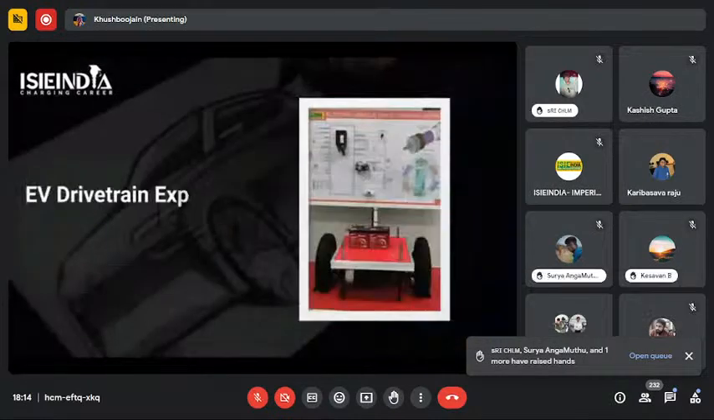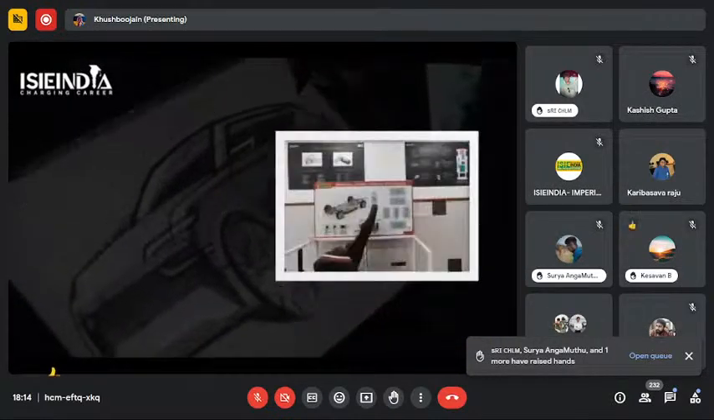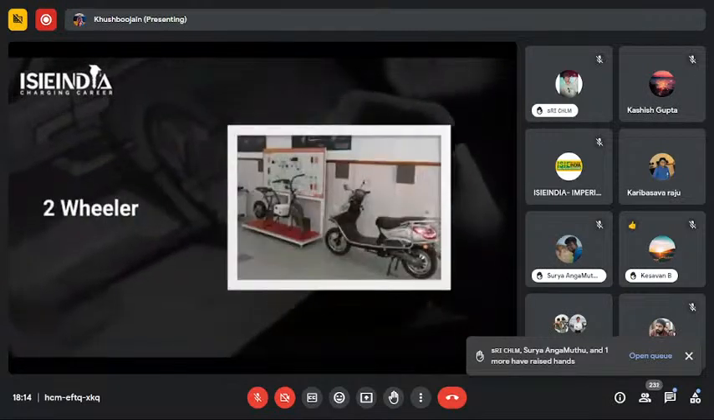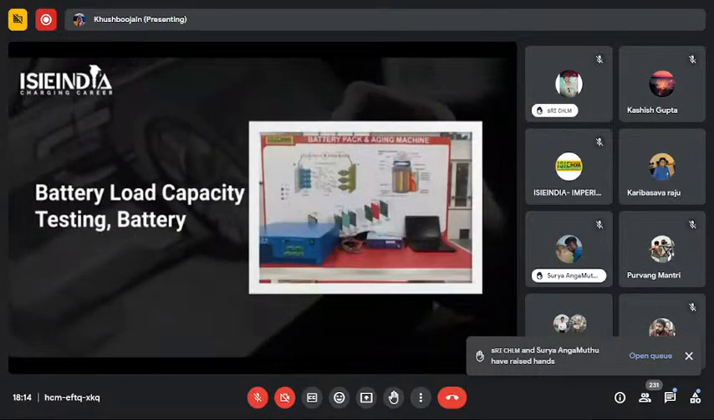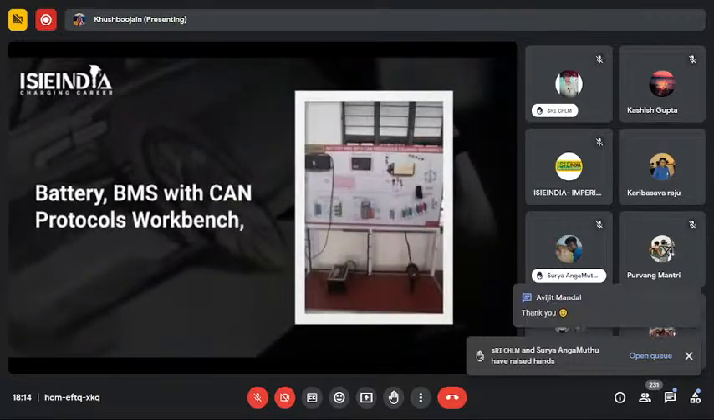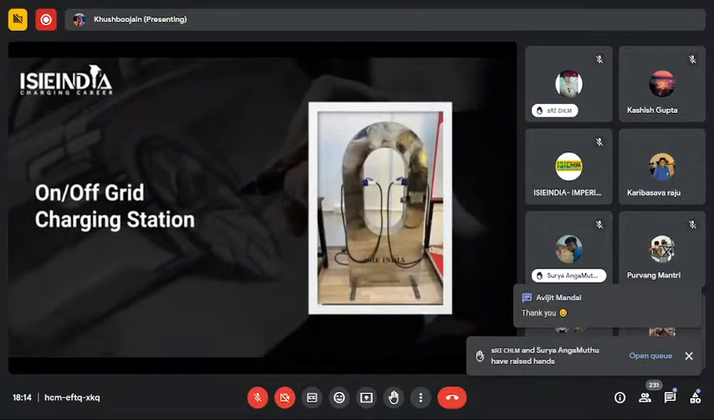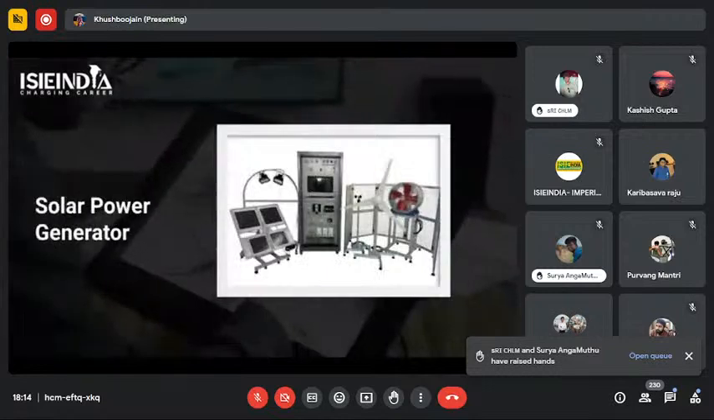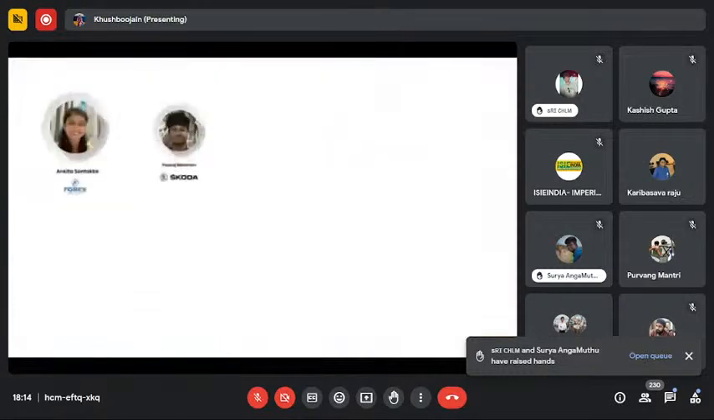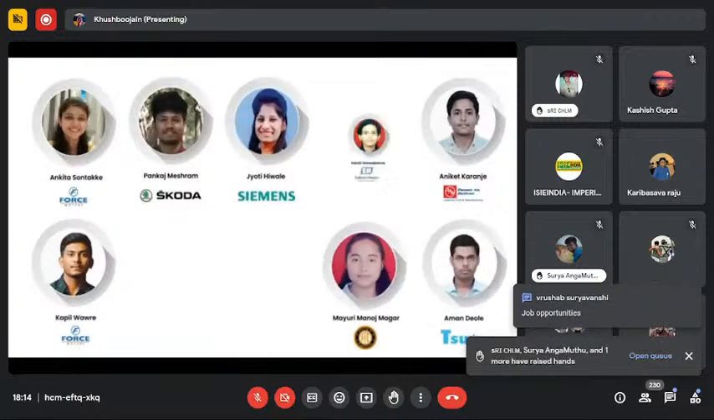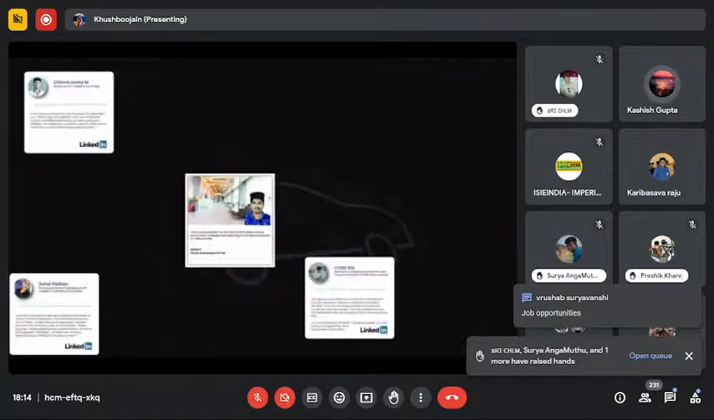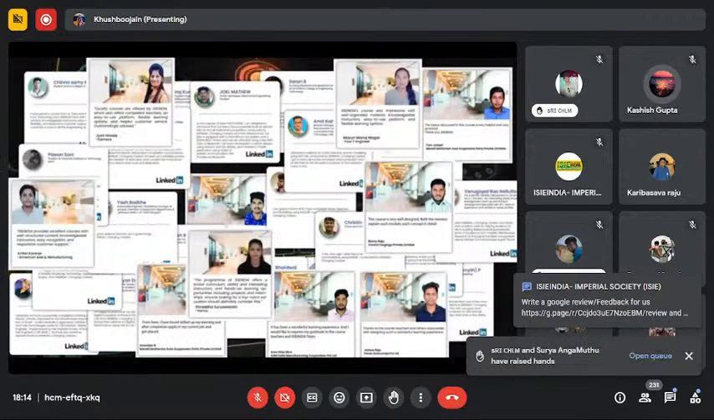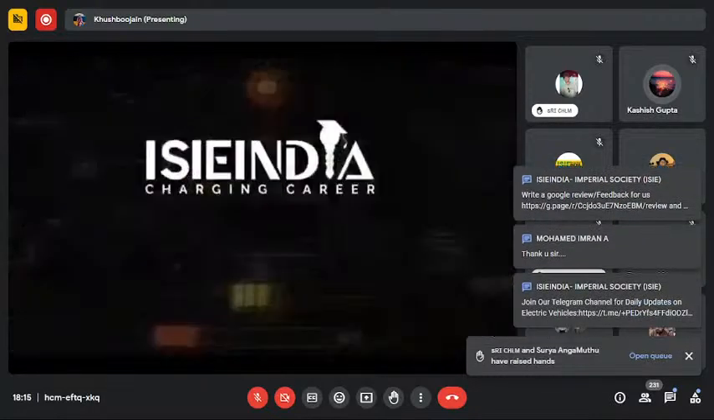Each lab consists of a number of customized workbenches and machineries. A few of them include EV drivetrain experimental setup and motor testing workbench, hybrid drivetrain experimental setup with data logger, EV machine cutout section workbench, 2-wheeler, 3-wheeler, 4-wheeler training workbench, battery load capacity testing, battery BMS with CAN protocol workbench, V2G setup, on or off grid charging station, battery swapping, autonomous vehicle training workbench, solar power generator and software solutions and many more. No matter from which branch you study, we commit to skill and assure you success in your career. We have spread the joy on thousands of faces, becoming their partner along the journey towards success. Join us and take advantage to unlock endless career opportunities.